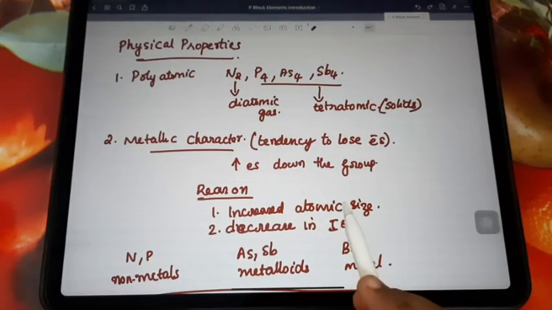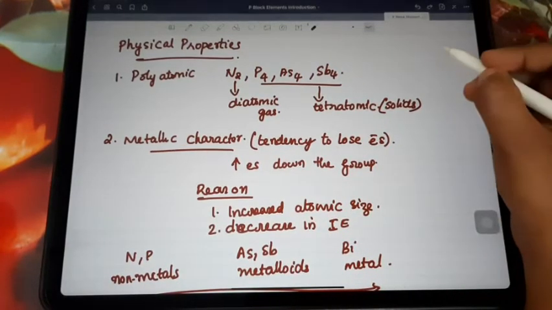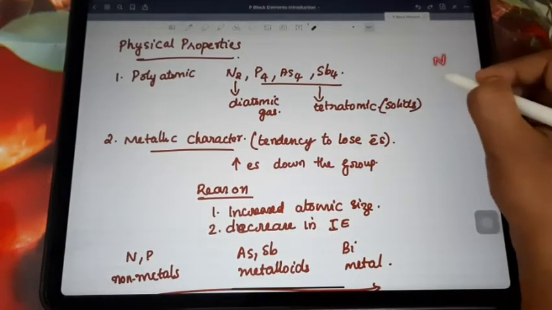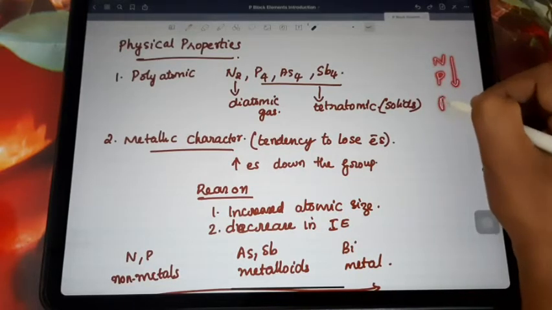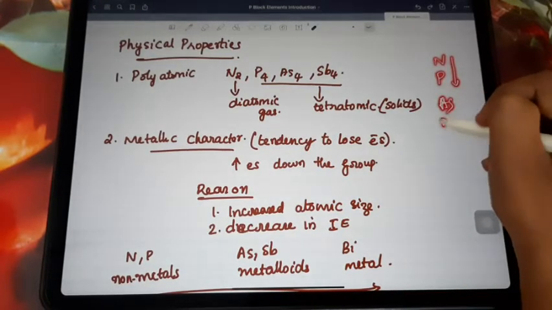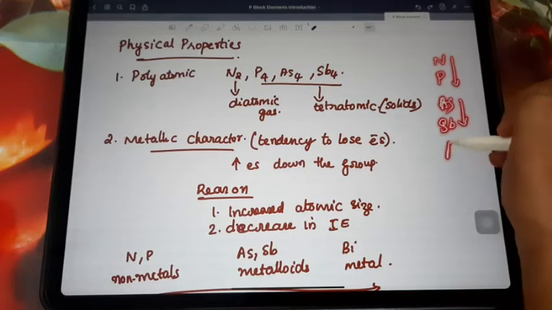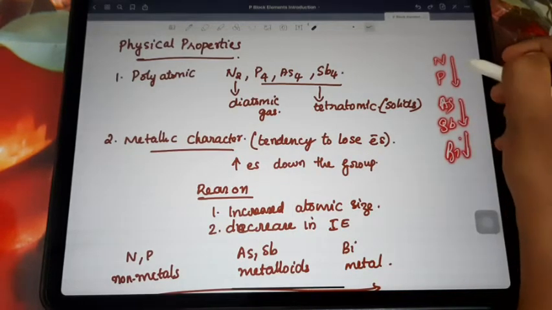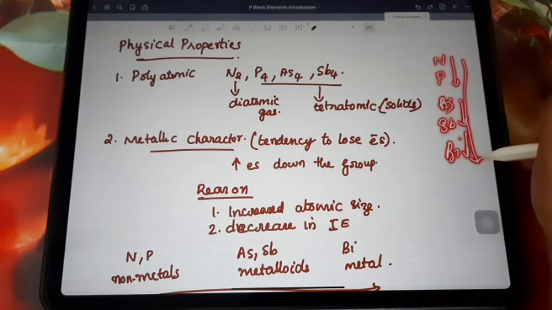We already discussed what metallic character is. Nitrogen and phosphorus are non-metals. Then arsenic and antimony are semi-metals, and bismuth is a metal. So what about the metallic character? Metallic character increases when we are going down the group. Metallic character means what? Tendency to lose the electrons.